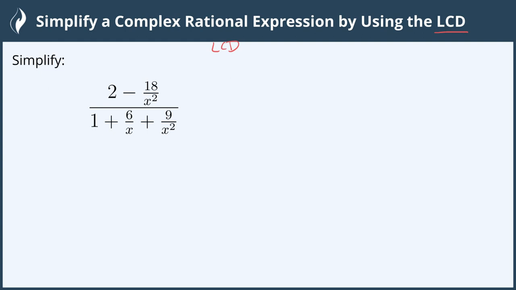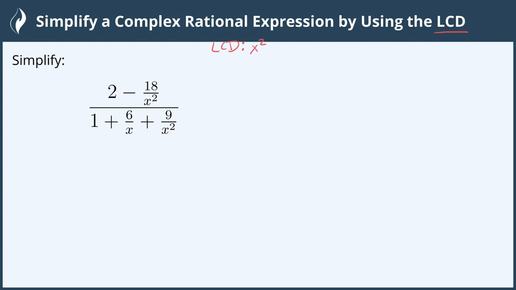The lowest common denominator here, we're going to look at all of the denominators. We have a 1 under the 2, an x squared under the 18, nothing under the 1, so we can put it over a 1. 6 is over an x, and 9 is over x squared. So the lowest common denominator between 1, x, and x squared will be x squared.